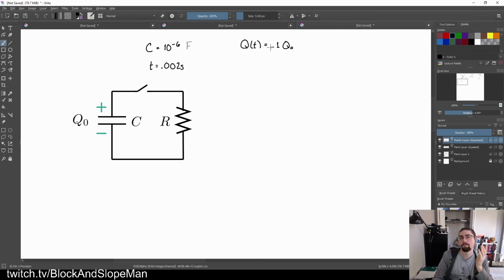But just for the fun of it, let's write out the capacitor equation anyways. A discharging capacitor has a charge on it. Q of T is equal to Q naught times e to the negative t over tau. We're looking for the resistance, which would show up in tau, where tau is equal to RC.